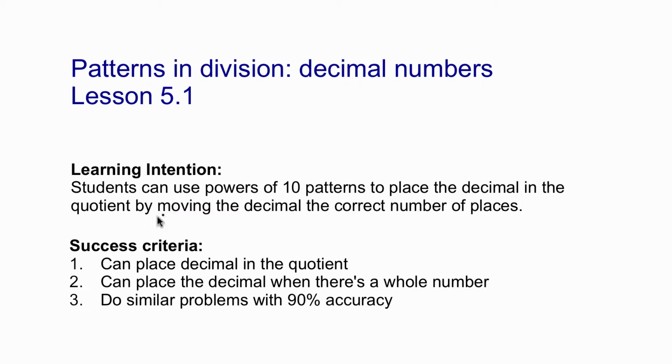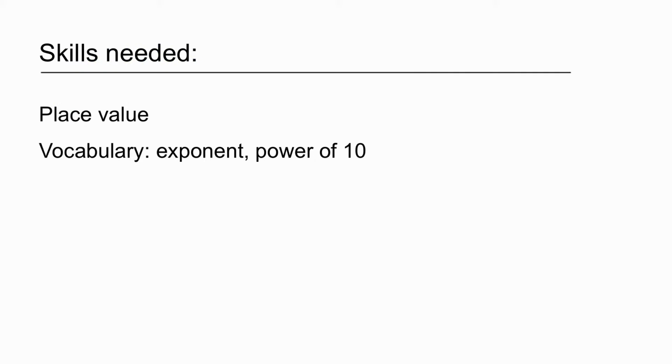And what we're going to be doing really is just moving a decimal. And so you just have to figure out which way we are going to be moving the decimal and how many places, and what really tells you how many places to move the decimal. Our success criteria: if you can place the decimal in the quotient correctly and place a decimal when there's a whole number, you're successful. And at the end, you should be able to do similar problems with 90% accuracy. That way you can show that you've really mastered it.